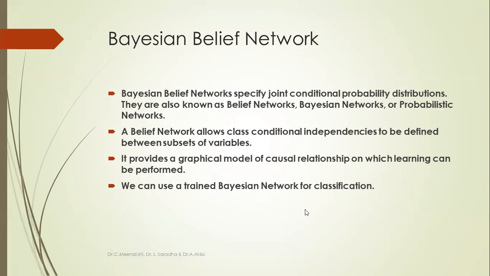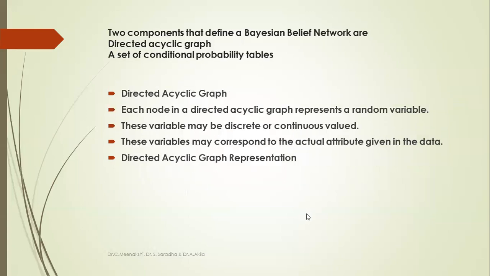Bayes belief networks specify the joint conditional probability distribution. They're also known as belief networks, Bayesian networks, and probability networks. A belief network allows class conditional independence to be identified between subsets of the variables. So we are going to provide the graphical model of causal relationship on which the learning can be performed. It is trained, and we use the trained Bayesian network for classification.